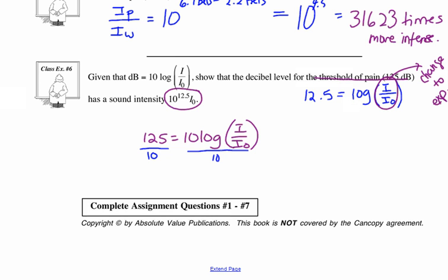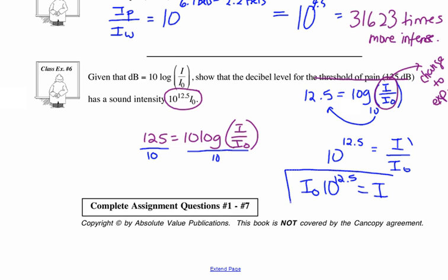Okay, what's the base of this guy? 10. So remember this back in the day, 10 to the power of what? 12.5 equals our inside, which is I over I0. We're almost there because we're looking for the I. How do we get I by itself? Multiply by I0. There you go. So if you're looking for the inside of a log, you have to change it back to exponential form. All right, we're almost done.